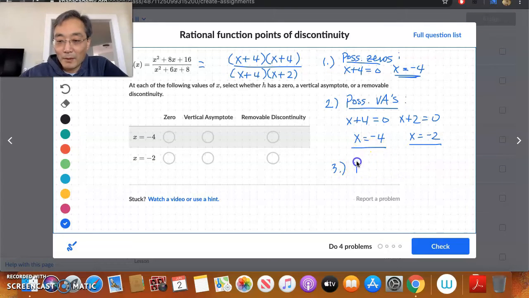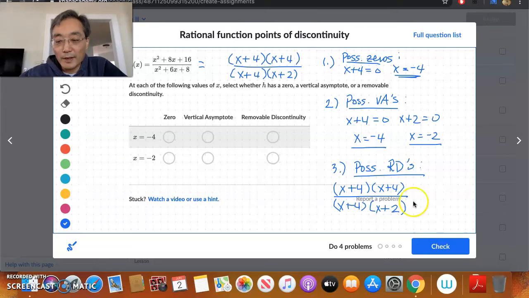What are our possible removable discontinuities? Removable discontinuities are where we have the identical factors, right? So here we're going to have x plus 4 over x plus 4 and x plus 2. Okay, so let's do it. Is there anything that we can cancel, top and bottom? Absolutely, it's the x plus 4s. So those two are going to cancel, which means these two are now gone.